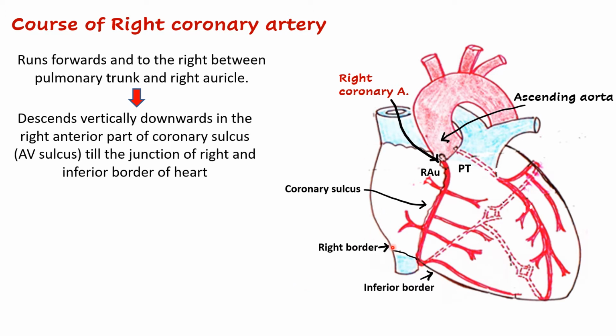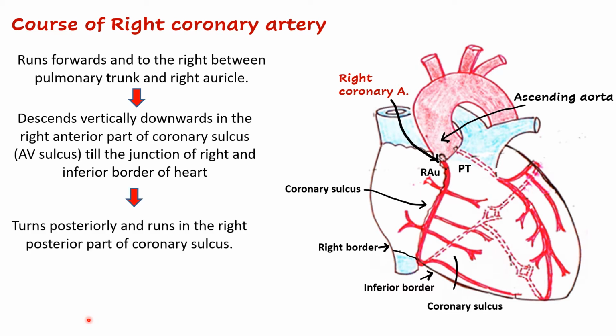So this is the right border here you can see, and this is the inferior border. So till their junction it will descend downwards. Now after that what happens? After this it turns posteriorly and runs in the right posterior part of coronary sulcus. So that can be seen here. It turns posteriorly or winds around the junction of right border and the inferior border, and you can see it is running posteriorly. That's why it is shown in dotted line.